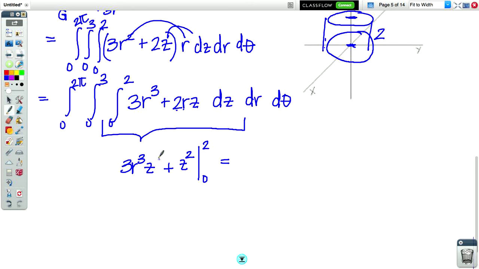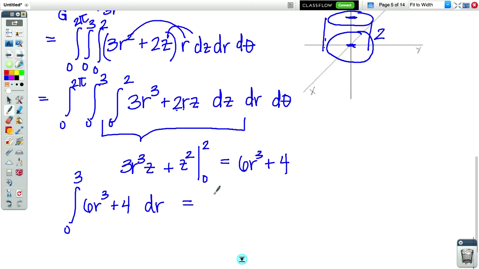And that becomes 3r cubed times 2, or in other words, 6r cubed, plus, and then when I plug in 2 for z squared, it's plus 4. So our second integral is going to go from 0 to 3 of 6r cubed plus 4, and this one is with respect to r, and then I'll get to my theta integral in a second.